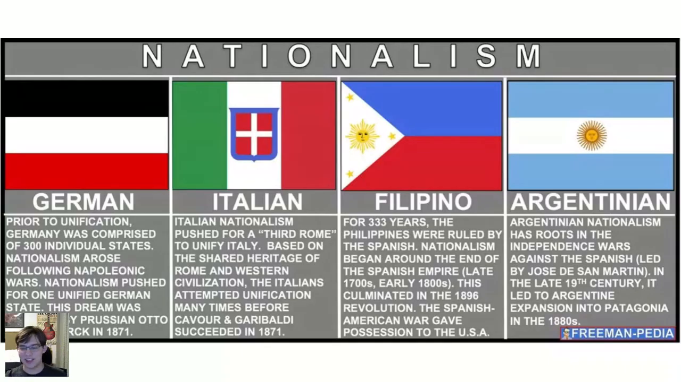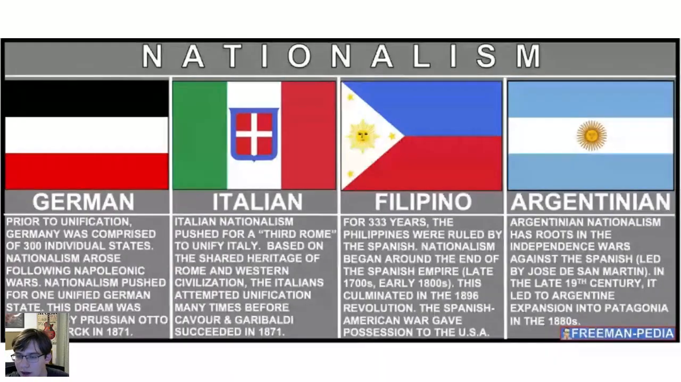All right. You also see Italian unification, and so really you can see them calling for a Third Rome during this time period. And so we have the Roman Empire trying to come back for like an 85th time. It's 1800 at this point. So it's really kind of exciting to see the Third Rome happening. And it was based off the shared heritage of the Roman Empire and Western civilization, which arguably the West was formed by the Roman Empire. And so they attempted unification a bunch of times, but Cavour and Garibaldi come in and succeed in 1871.